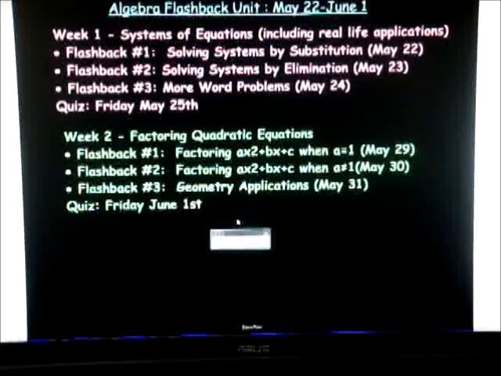For our last unit of geometry, I decided what would be best for the class is to go back to some topics in Algebra 1 that the Algebra 2 teachers do assume you know and will include in your summer homework. This first screen shows our schedule of videos, and to be prepared for two quizzes, one on May 25th and one on June 1st.